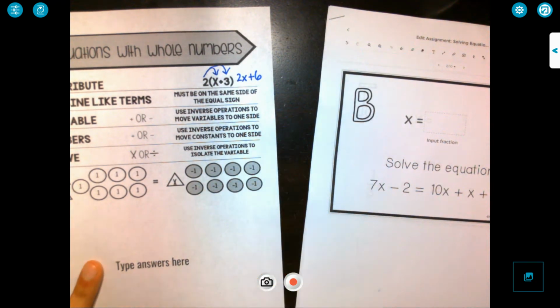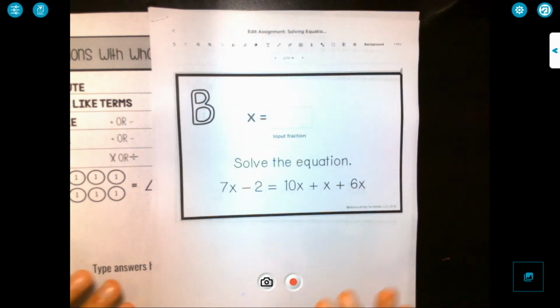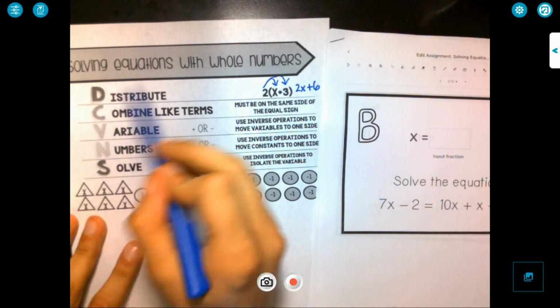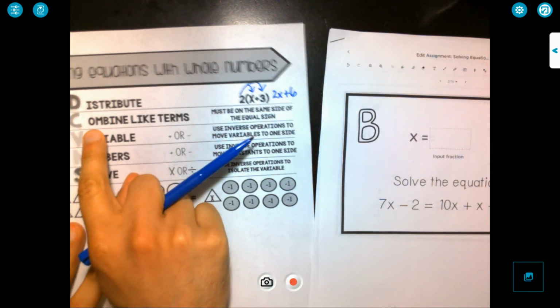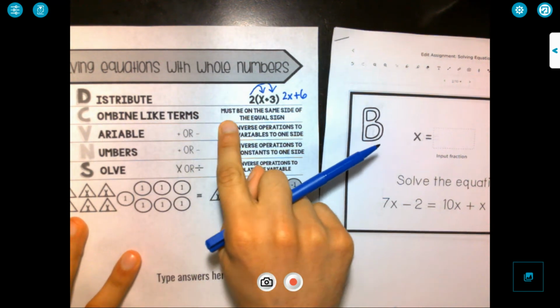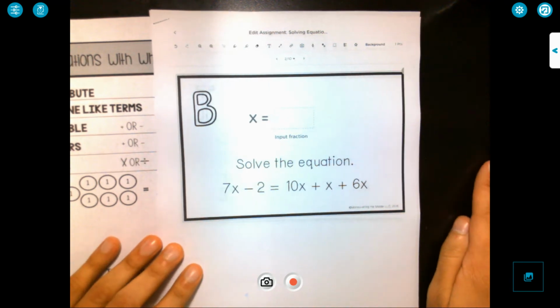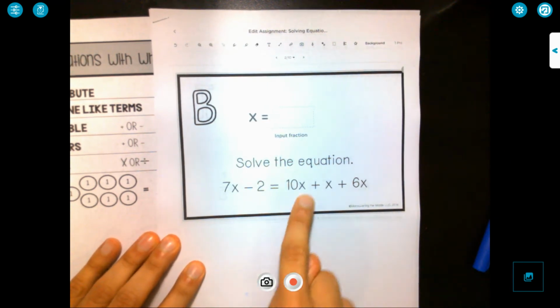The first thing you need to look for is parentheses in your problem. In this one, there's no parentheses. Great, so we can skip that step. Next one is combine like terms, and it says it must be on the same side of the equal sign. So when you're combining like terms, you can't combine this side with this side.